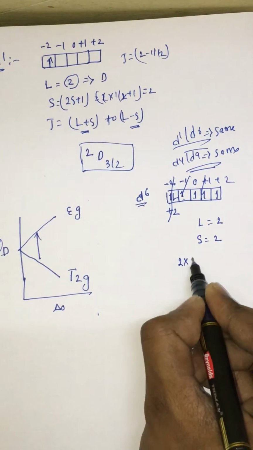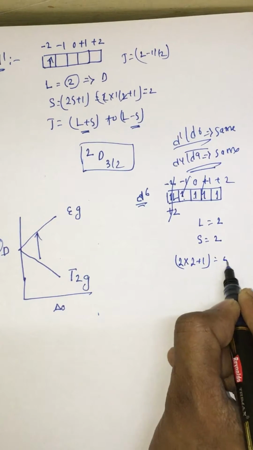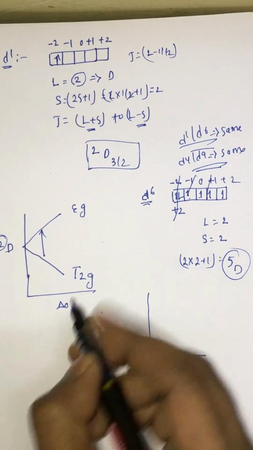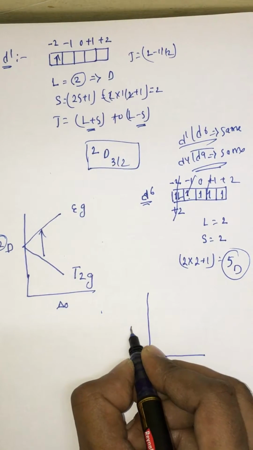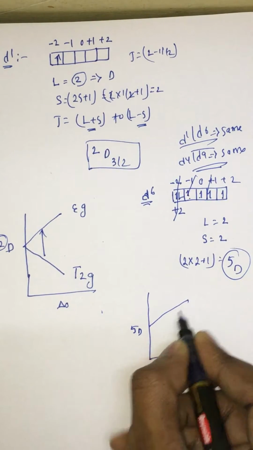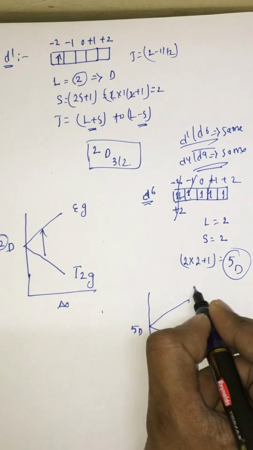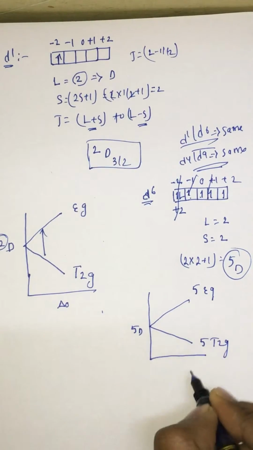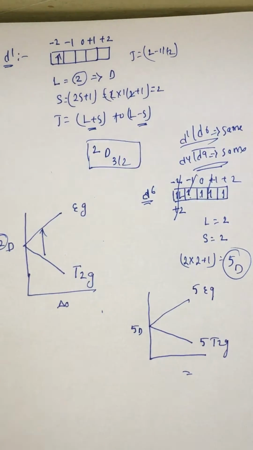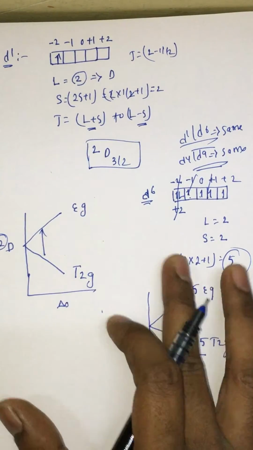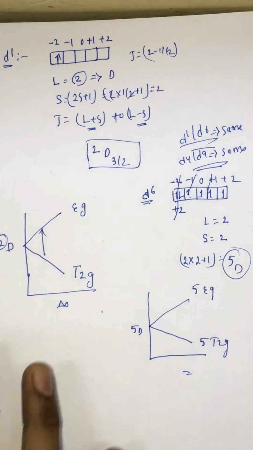Spin multiplicity will be 2 into 2 plus 1, which is 5. So here the term will be 5D. Since it is electron promotion, this will be 5T2g and this will be 5Eg. So this is the Orgel diagram for d6. Splitting will be the same in the case of d1 and d6, only the spin value will change.